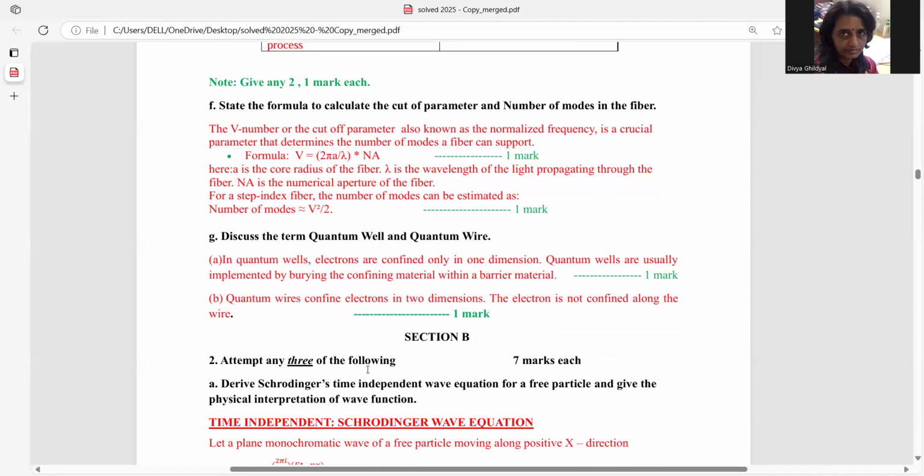Now, state the formula to calculate the cutoff parameter and number of modes in the fiber. Okay, so the V number formula is 2 pi a by lambda into numerical aperture. Do mention what the symbols are, because some books carry a, some carry r, some carry x. So you should mention what the formula is. So in this case, a is the core radius, lambda wavelength, and NA is numerical aperture. And the number of modes, V square by 2.